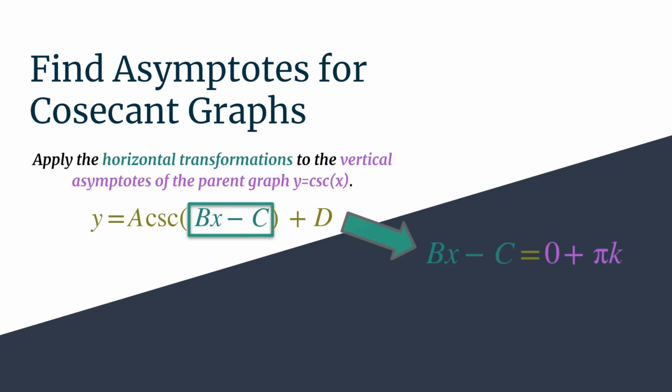All right, so here's what it looks like together. We're setting those horizontal transformations, or those inputs of the cosecant function, equal to the parent asymptotes 0 plus pi k. Once you have that, it's very simple. All you have to do is solve for x. Now, if you aren't familiar, k is an integer here, and depending on which integer you substitute into your final equation, you'll get a different vertical asymptote along the graph. So the equation as a whole represents all the asymptotes for your cosecant graph, and then you can find individual ones depending on what value you substitute in for k.